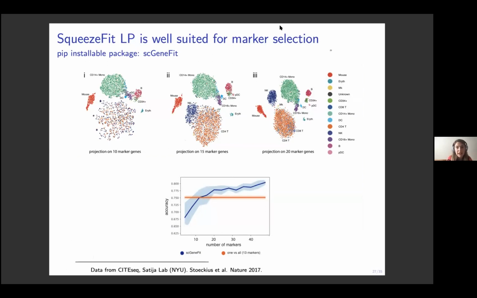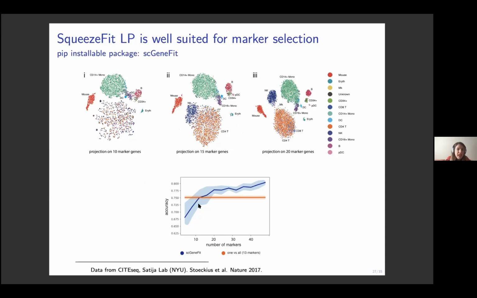We have a Python package that you can pip install called scgenefit. If anyone wants to use it and has questions or bugs, I maintain this package for now. It's very nice, and we can show for different examples that it outperforms the state of the art.